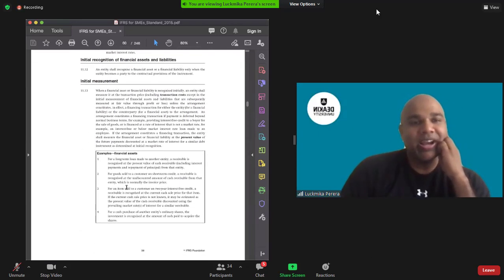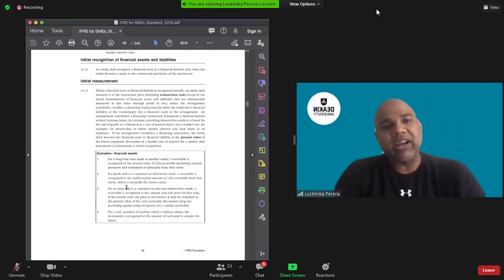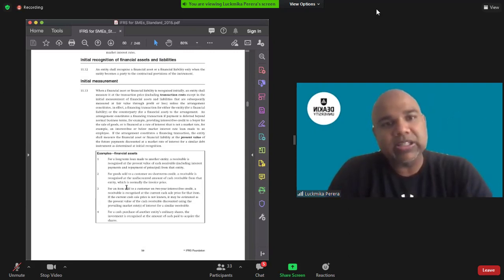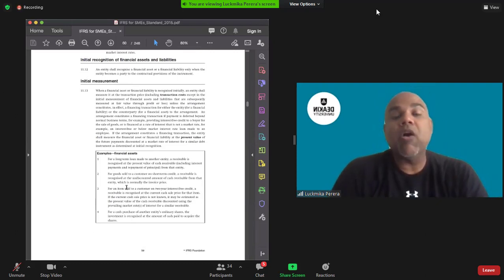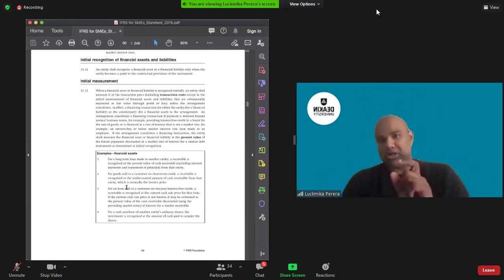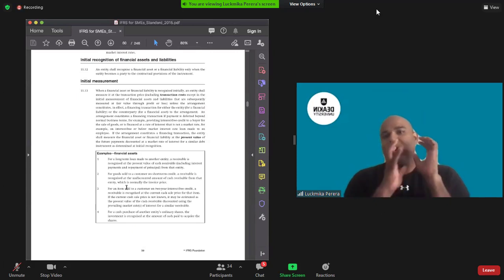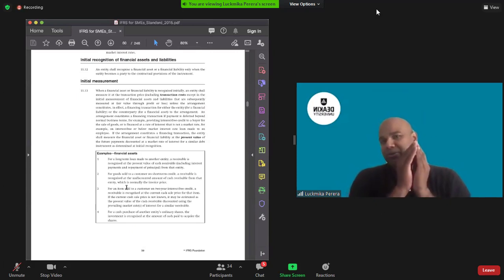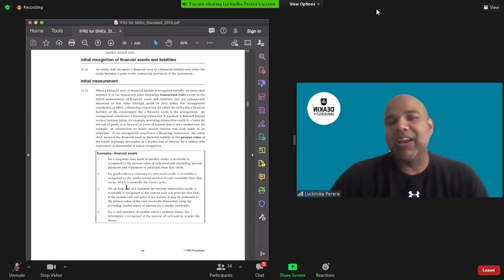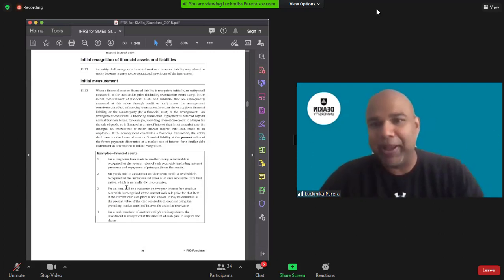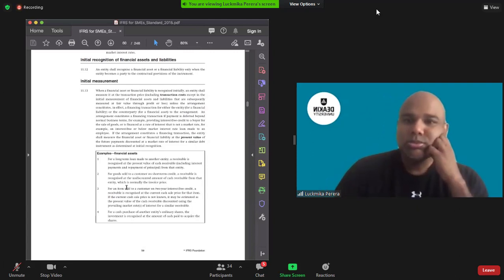Okay. Right. So an entity shall recognize a financial asset or a financial liability only when the entity becomes party to the contractual provisions of the instrument. That is very important. So you can only recognize it when you are a party to that instrument. Obviously, to be a party to that instrument, you have to satisfy the definition and recognition criteria anyway.